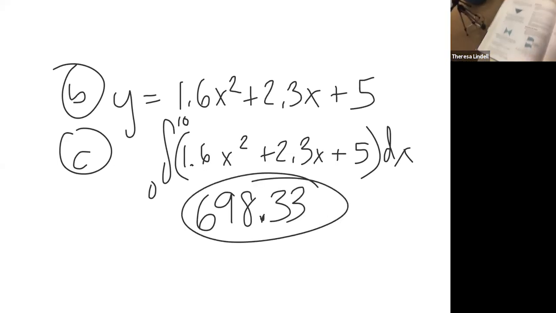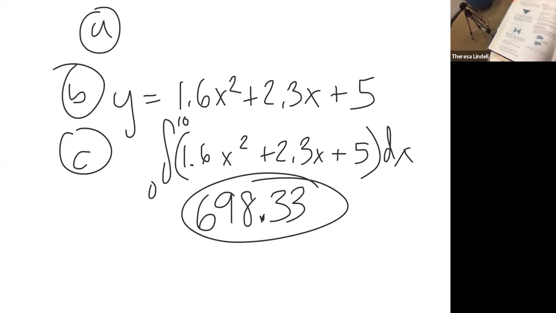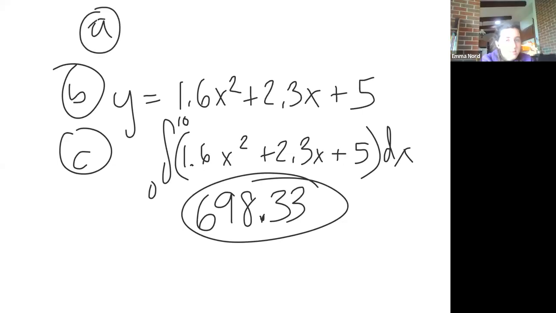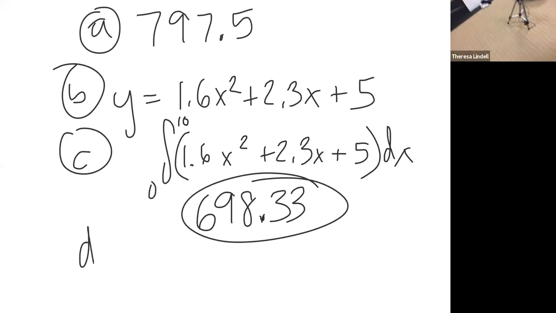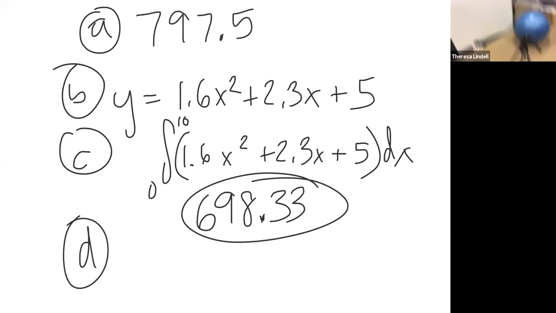So how does that compare to our part A? What was our part A again? 797.5. And then part D just wanted to know, why are they different? So what do you guys think? Why do you think they're different?